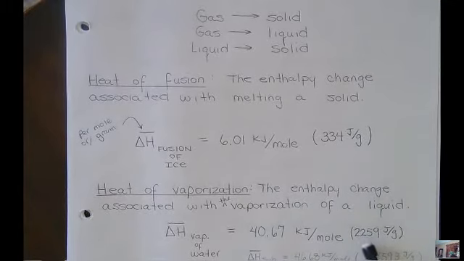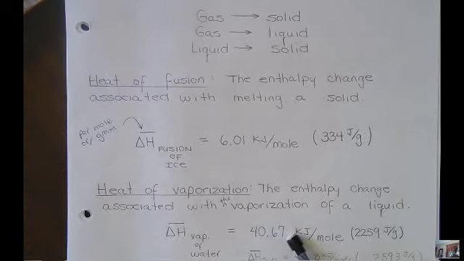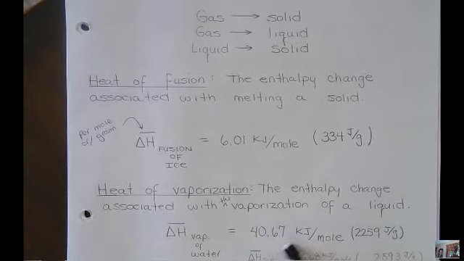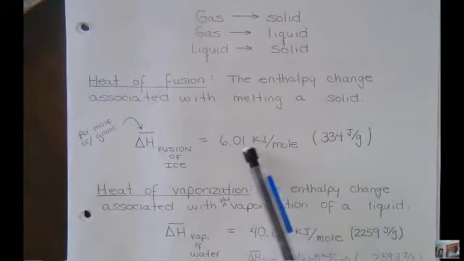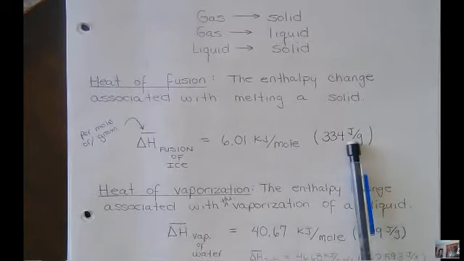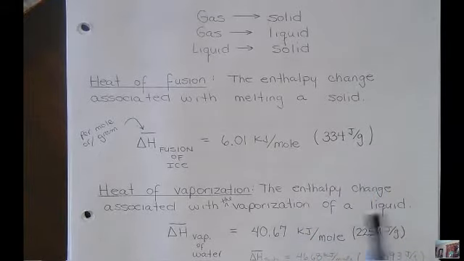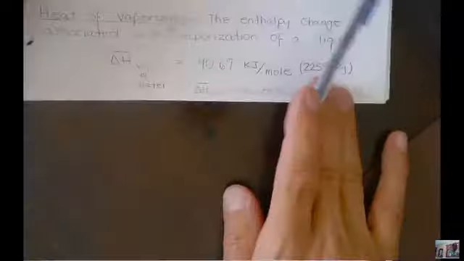So again, where does this 2,259 come from? If you take this number and change it from kilojoules to joules, that means multiply it by 1,000, you'd get 40,670. Take that number divided by 18, and you'll get how many joules per gram it is for water, right? So from here to here is divided by the molar mass of water. From here to here is divided by the molar mass of water. Okay, just put those two numbers together.